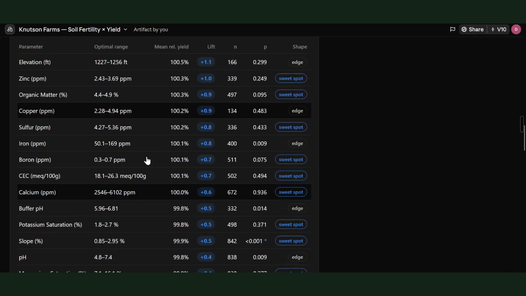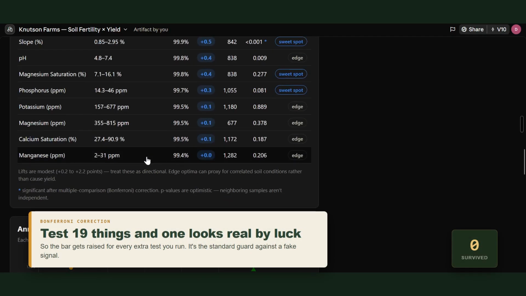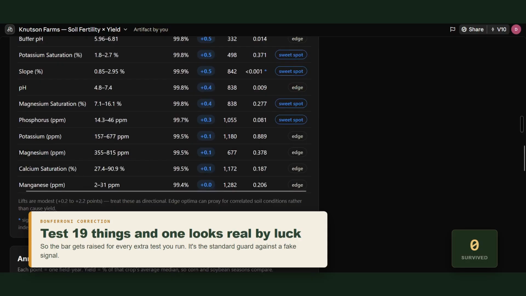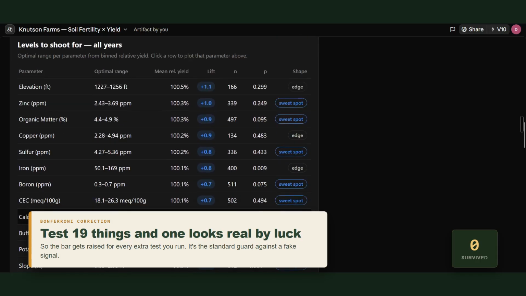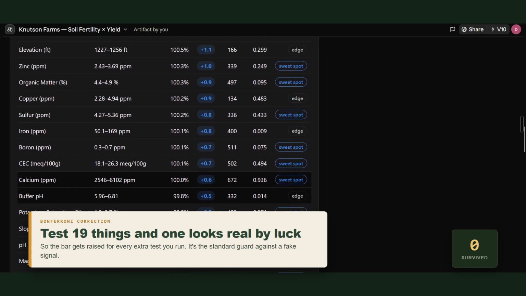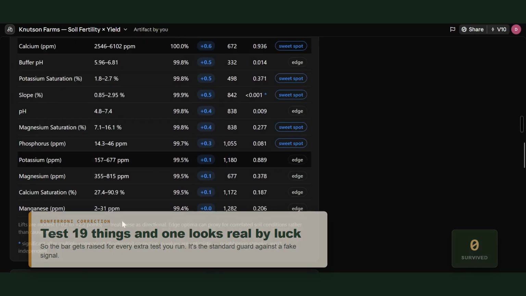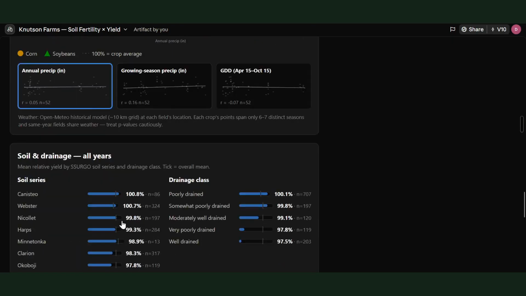If we go down here, we can look for any significant correlations here. Basically, that means that it matters and it's not just noise. If we look through all of them, there's literally none when you average corn and soybeans together.